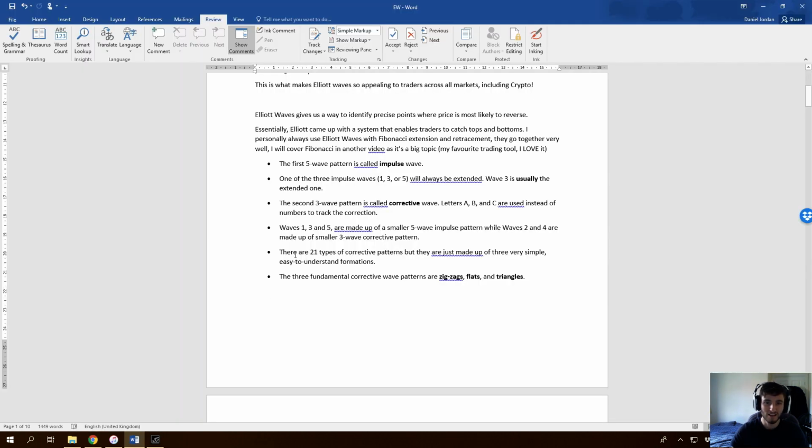It's so interesting. There are actually 21 types of corrective patterns, but they are made up of three very simple and easy to understand formations. The three fundamental corrective patterns are zigzags, flats, and triangles. So there's 21 in total, but you can put these 21 patterns under three main headers of zigzags, flats, and triangles, and that's what I'll be going over in the next lesson video for you all.